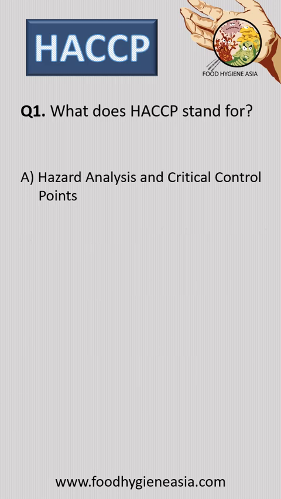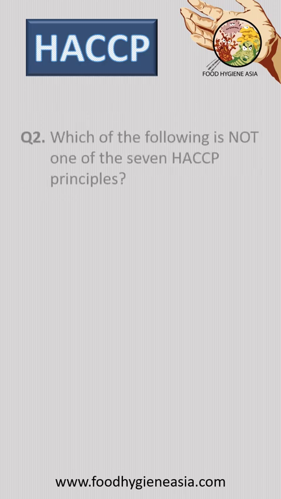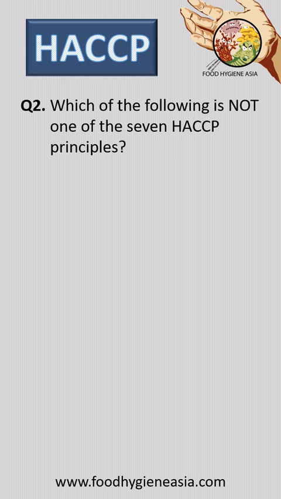The correct answer is A. Hazard Analysis and Critical Control Points. Question 2. Which of the following is not one of the 7 HACCP principles?